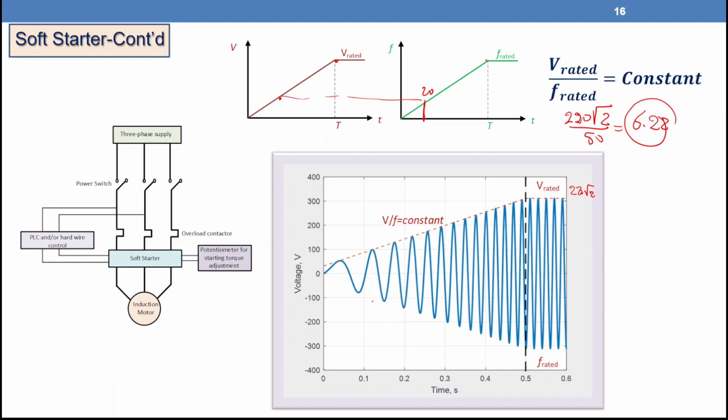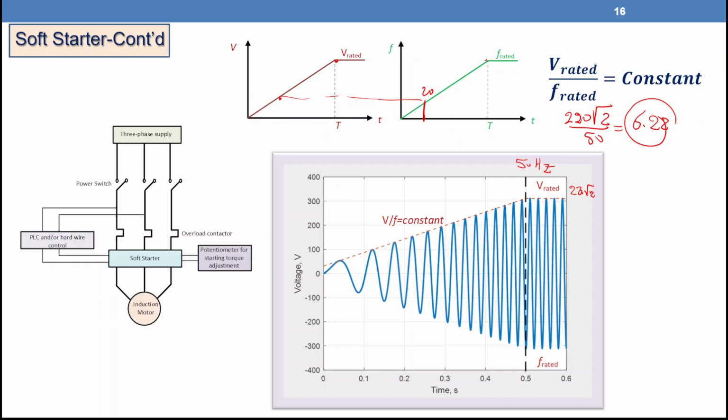And here, as you can see, the frequency is going to increase. The waveforms become closer as the frequency increases, and the frequency at this point is 50 Hertz. Definitely, you can control the slope for increasing voltage and frequency. If you look here, I adjusted my program to have the rated voltage and frequency at 0.5 seconds. So you can increase or decrease this time based on your choice.